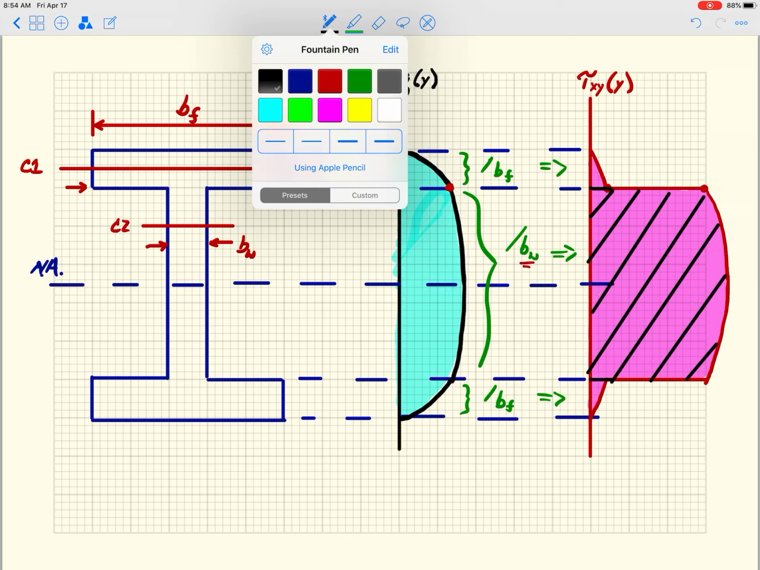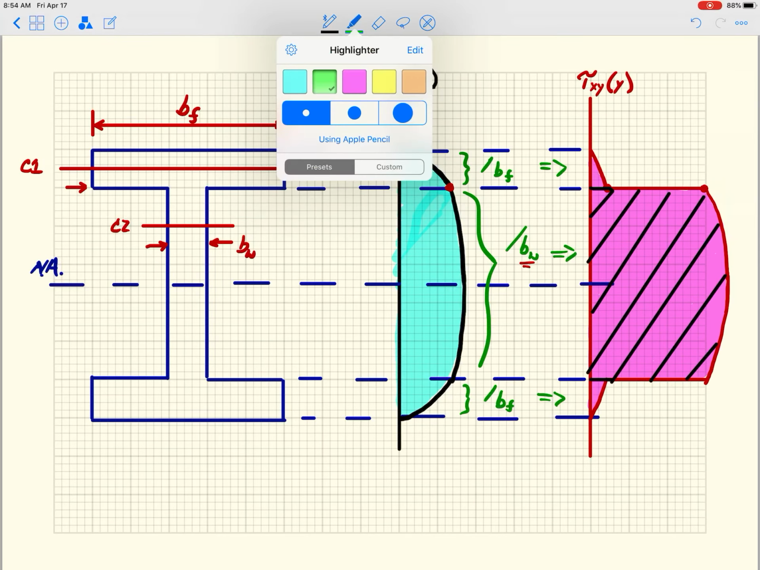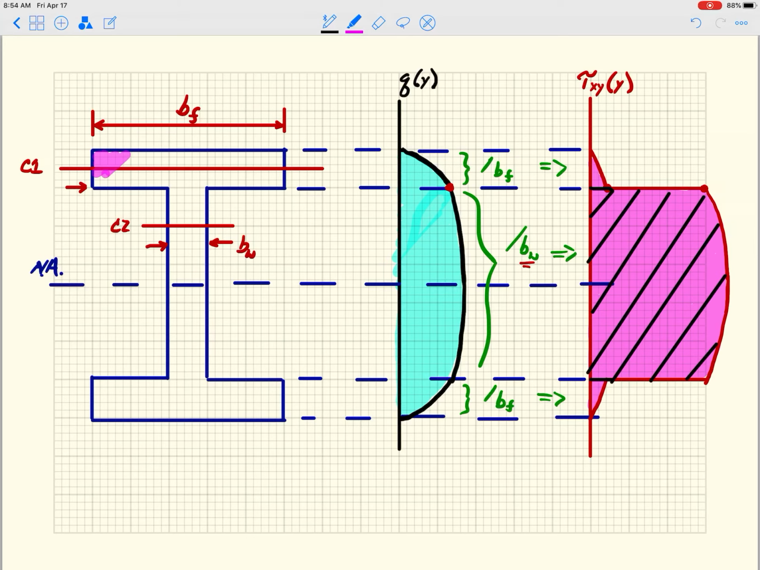And so when we look at cross sections here, and I think I did this last time as well, the flanges are going to be responsible for taking flexure, because that's where the flexure stress is the maximum. And the web here is going to be responsible for taking shear, because that's where the shear stress is the most.